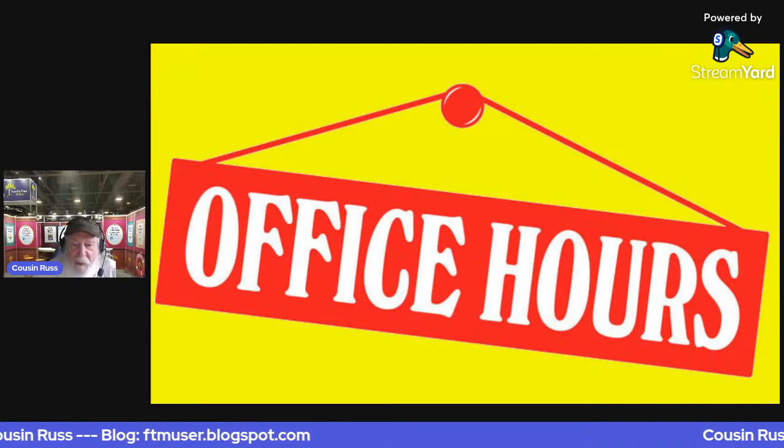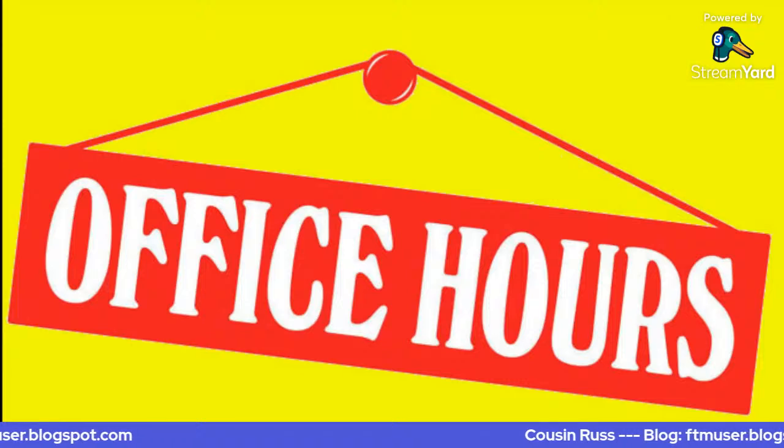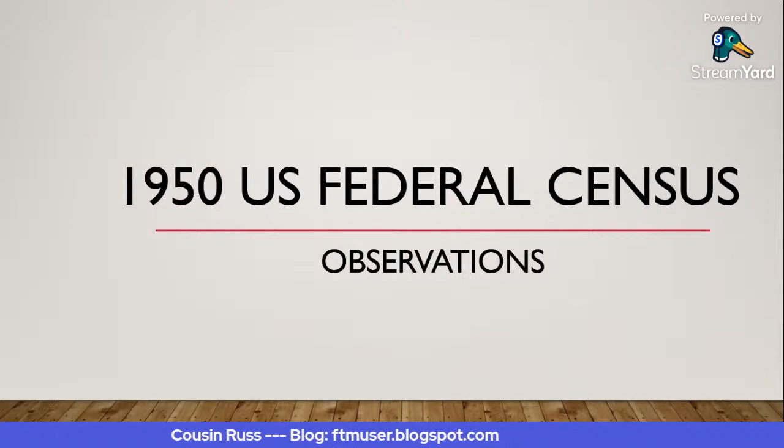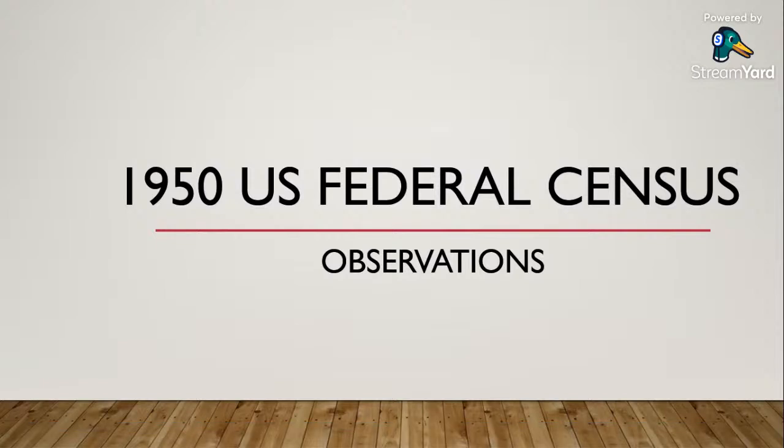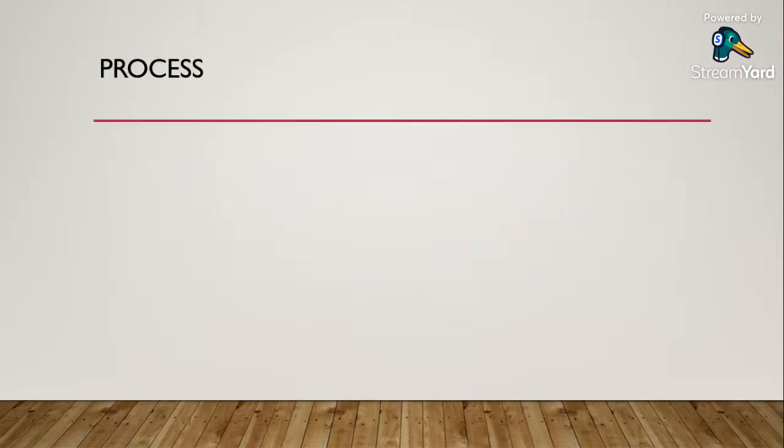Okay, so let me get myself off the screen and let me start my presentation. I'm doing this just to give an update about what I've been doing with Family Tree Maker. And let me get this scroller off. Okay, here we go. It says observations, and that is true, but it's also just an update. Here's my process that I went through and been working on for the past several months.